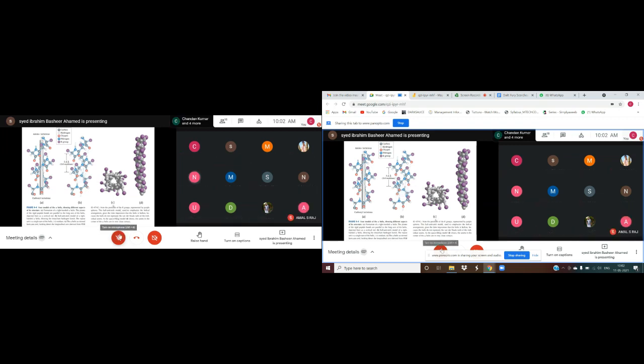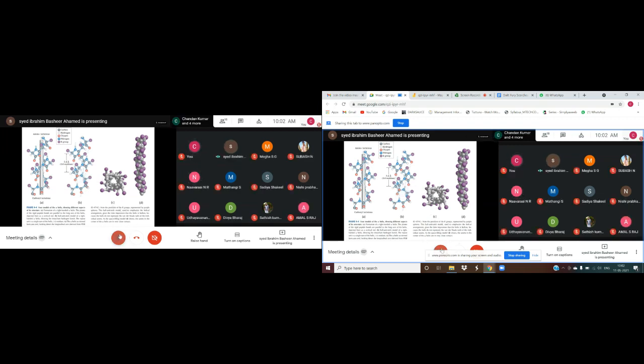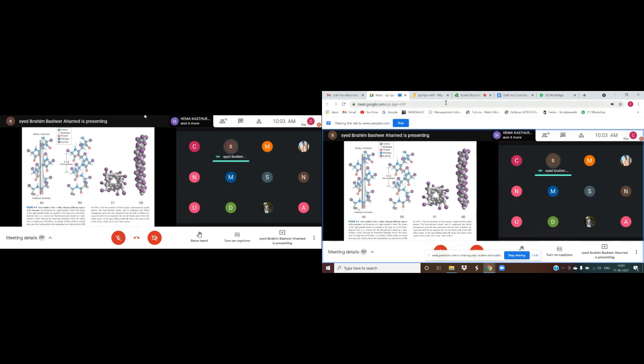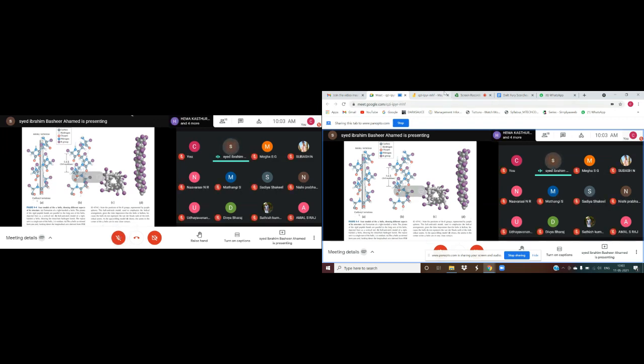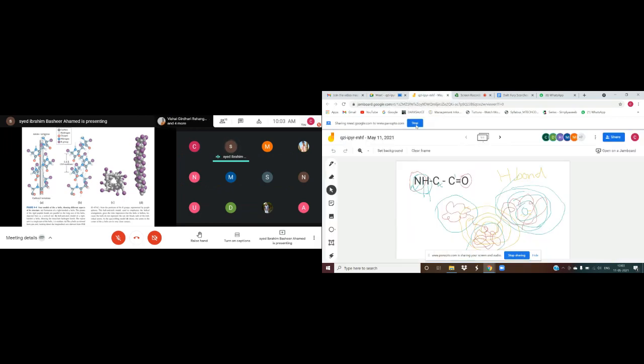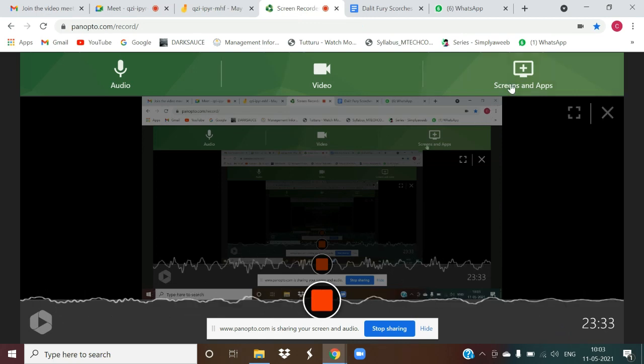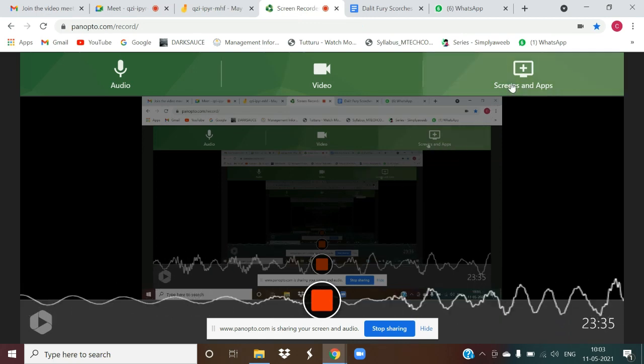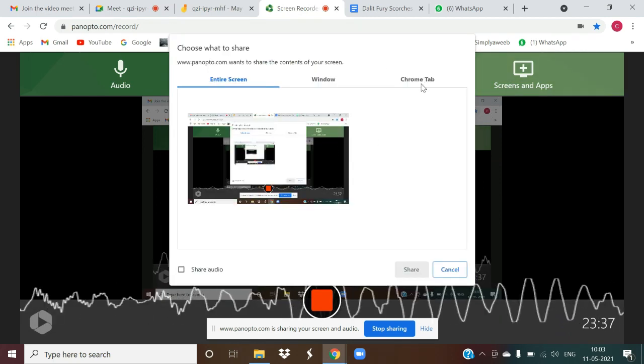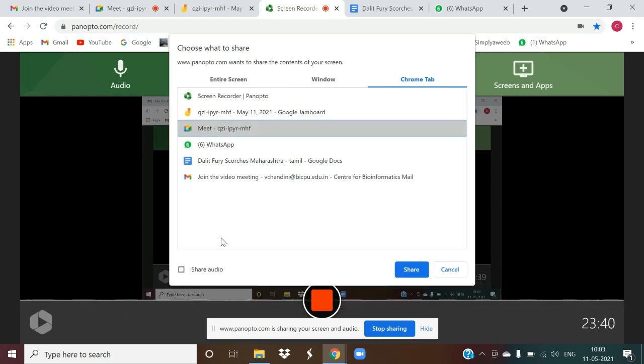Yes, sir. So here you can see the alpha helix. This is the C terminal, and this is the N terminal. So it is starting from nitrogen, right? The N terminal starts from here, and the helix runs like this.